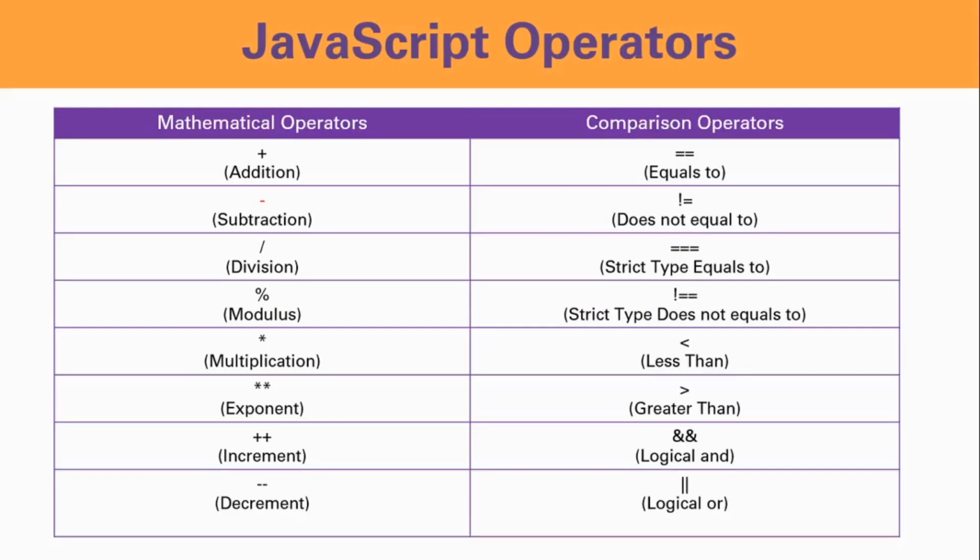Hi, in this video we'll go over JavaScript operators and we'll cover the two main categories of operators, the mathematical operators and the comparison operators. Now the mathematical operators are quite common sense. The plus sign is for addition, the minus sign for subtraction, the slash for division. The percentage sign is called modulus and we use it to obtain the remainder after dividing.